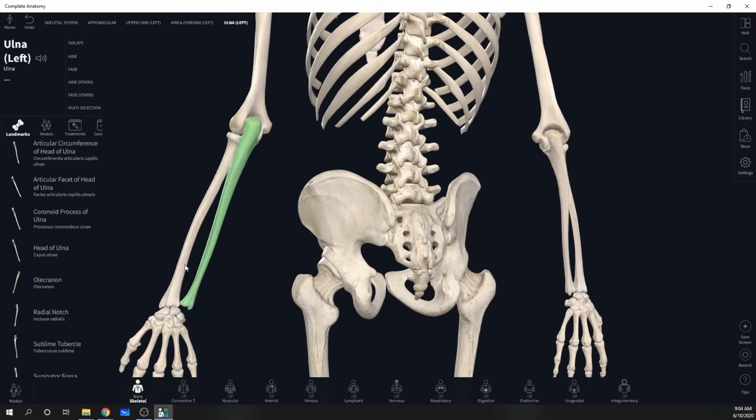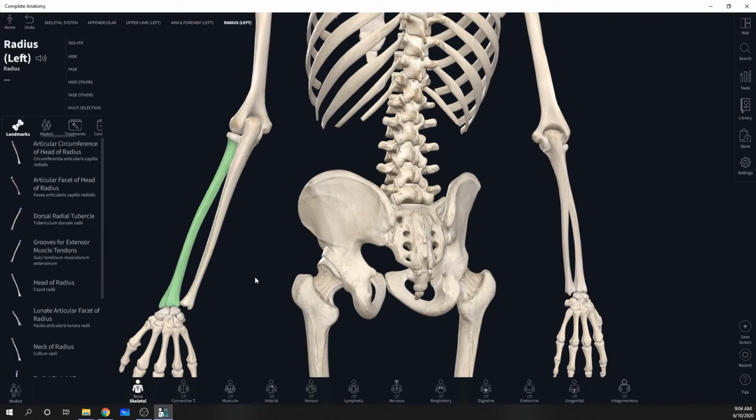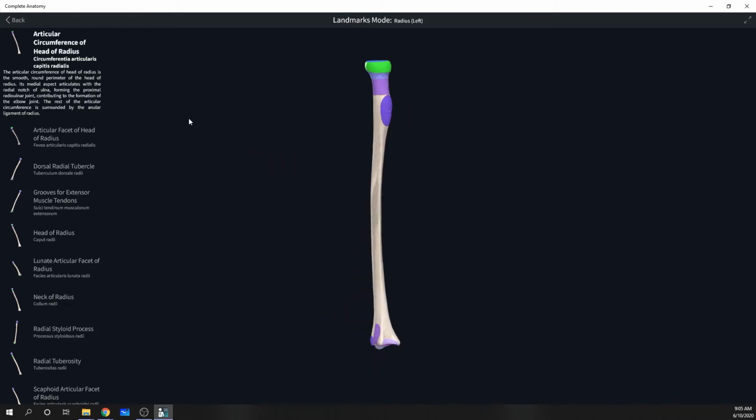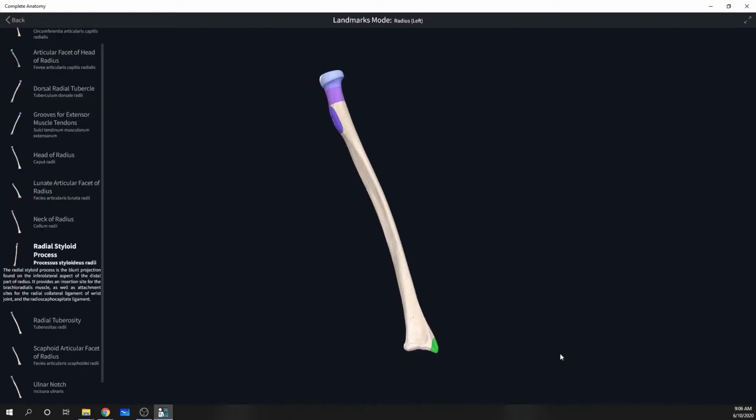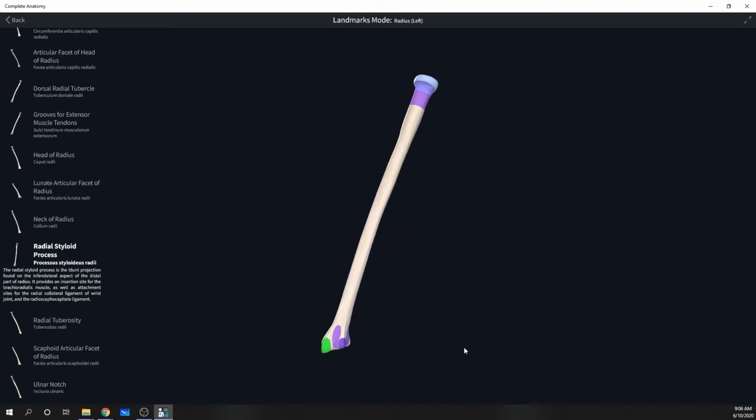Now let's move lateral and take a look at our radius. Here we have the head of the radius. Moving inferior, we can see the small protrusion called the radial tuberosity. At the inferior end, we can see the styloid process of the radius. You can feel this if you push on the lateral side of your wrist proximal to the thumb.